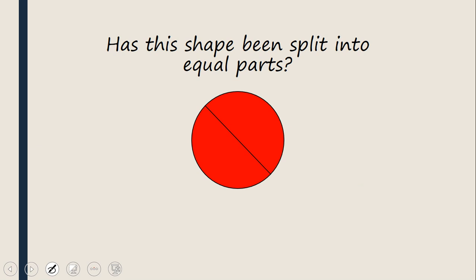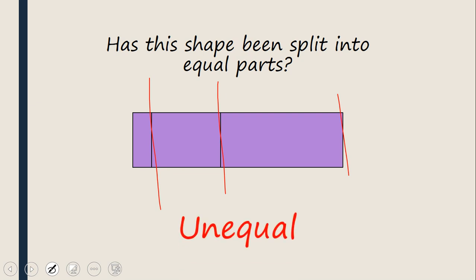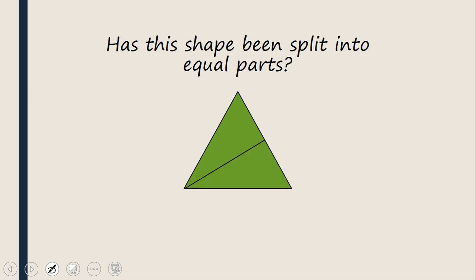Has this shape been split into equal groups? So is this circle in equal groups? Okay, so there's the line right here, going all the way across. Is that equal groups? Yes, it is. It is equal. So if you said yes, correct. What about this one? Is this shape equal groups? We have a tiny one, and then a bigger one, and then the super big one that ends here. They are unequal. So if you said no, it's not equal, you are correct.